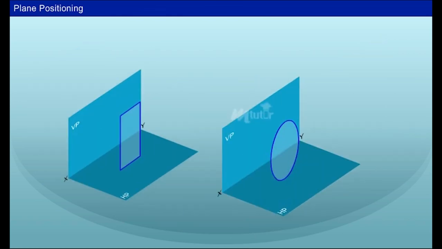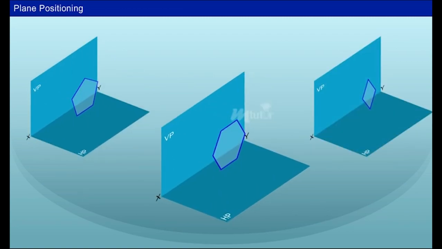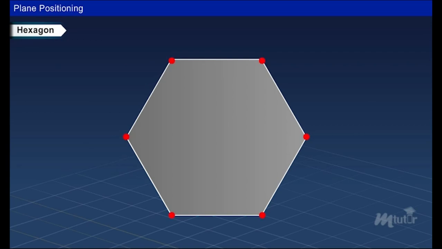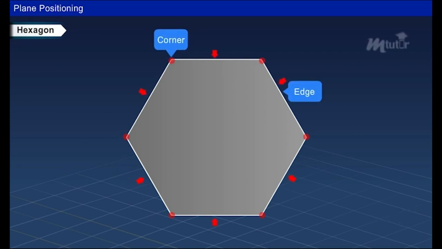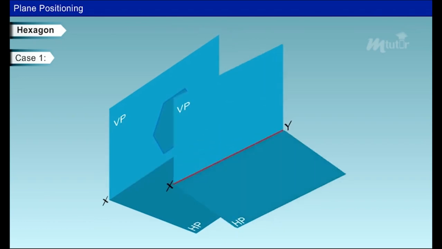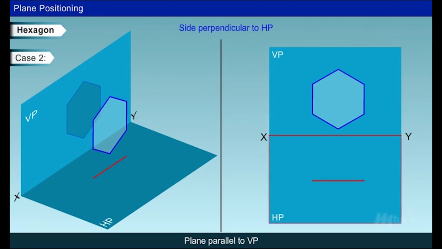In the projection of planes, the first step involves the positioning of the lamina in principal planes. We will discuss the positioning for various plane surfaces in detail. Hexagonal plane. A hexagon has 6 corners and 6 edges. If the problem is given as a hexagonal plane parallel to VP, then the hexagon can be drawn as shown. In this position, the edge or the side of the plane is parallel to the horizontal plane. When the side is perpendicular to HP, it can be drawn as shown.